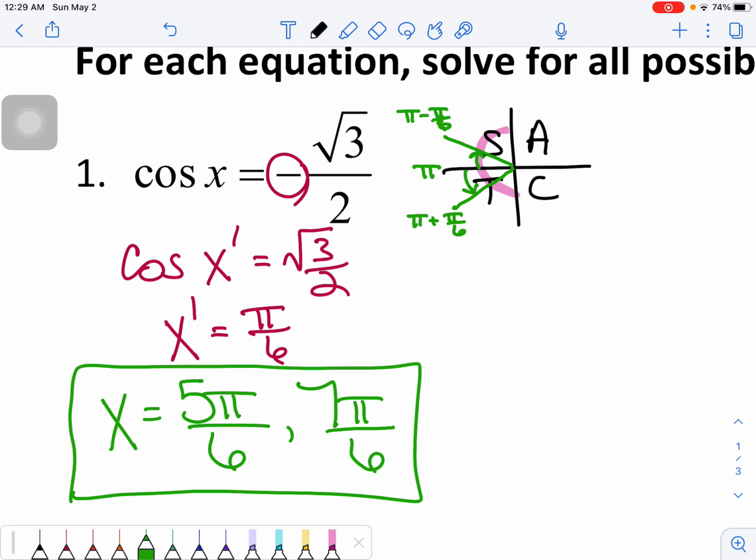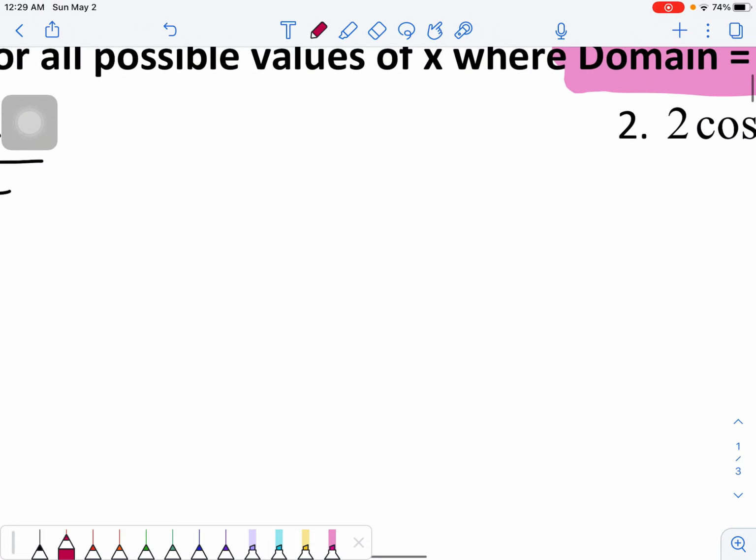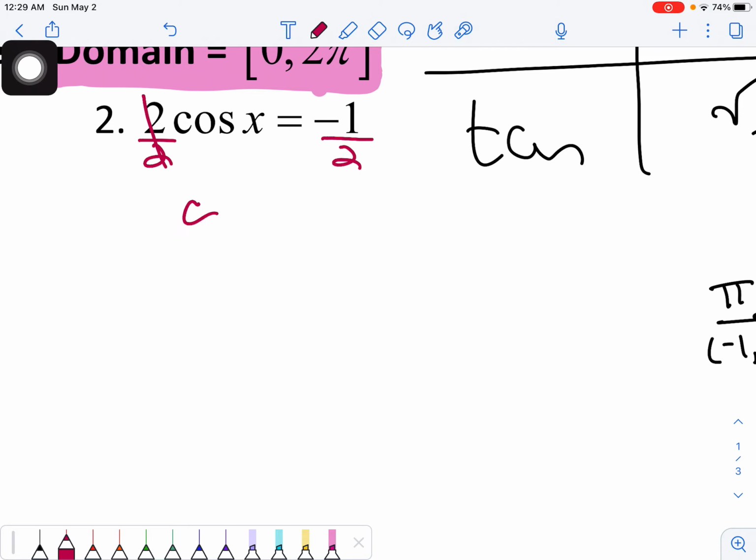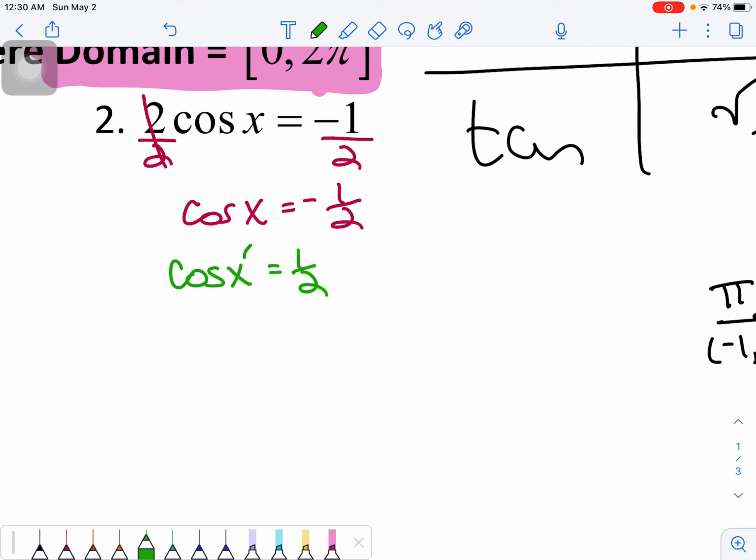I'm going to go ahead and slide over to number 2, and we'll see what kind of fun we get with that one. It's another cosine problem, but in this case, cosine is not by itself, so I want to divide both sides by 2. So we're going to have the cosine of x is equal to negative 1/2. Now, immediately, I'm going to change this to the prime. Cosine of x prime is equal to 1/2, which gives me a reference angle of, so let's check the trig chart. When is cosine 1/2? Well, that's going to be pi over 3.